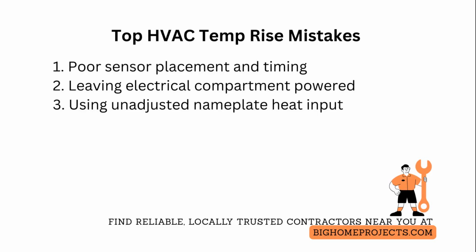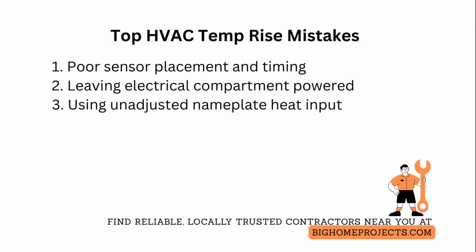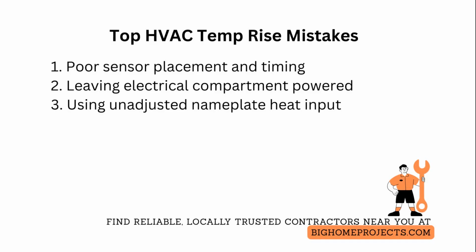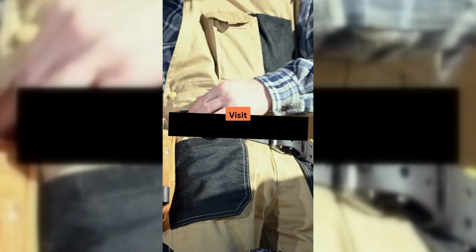The third mistake is using nameplate heat input without adjusting for actual combustion efficiency or supplemental heat sources, producing wrong British thermal units per hour and misleading CFM calculations. Fix this by performing a combustion efficiency test or measuring element wattage. Then use the corrected heat input in the CFM formula and note the correction in your report.